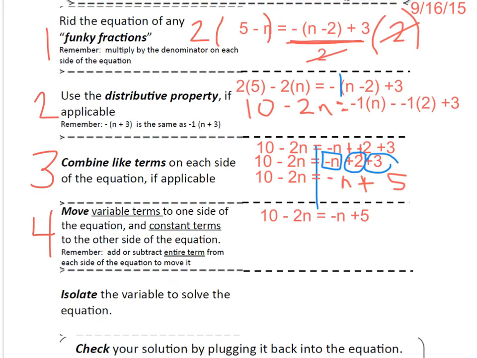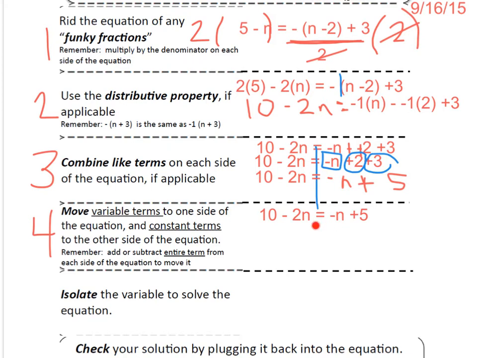Like it says, move variable terms to one side of the equation and constant terms to the other side of the equation. A little helpful hint is, when you go to move the variables, the best idea is to move the smaller one. So we want to move our smaller variable. Which one of these is the smaller one, negative 2 or negative 1? Negative 2 is actually smaller than negative 1.